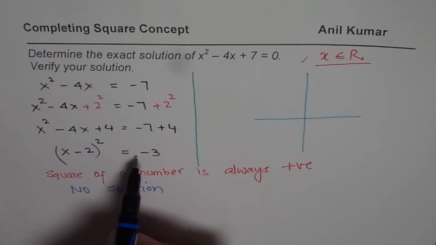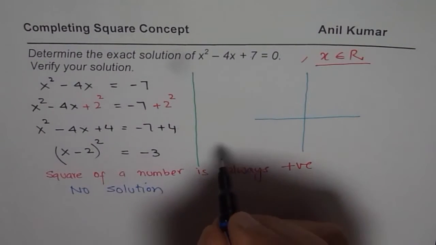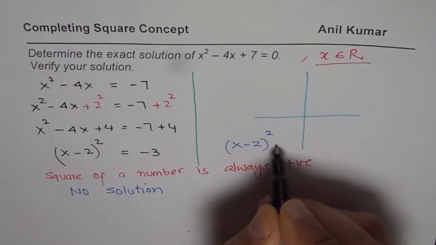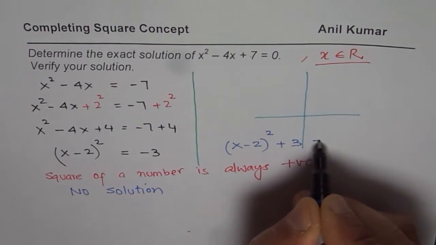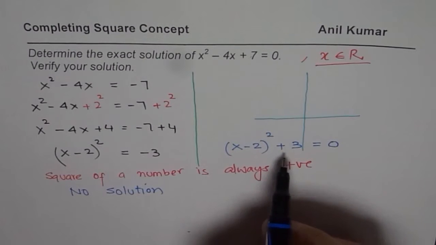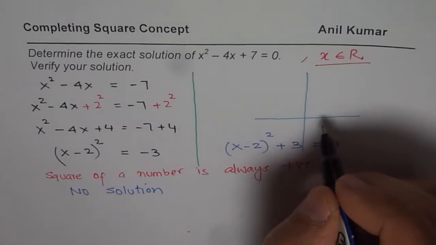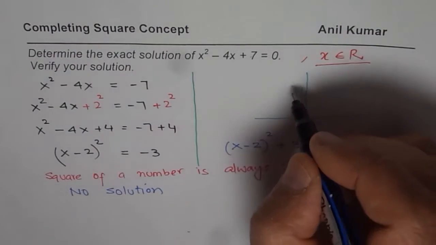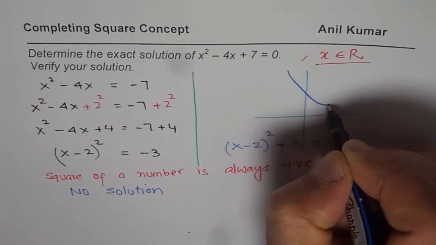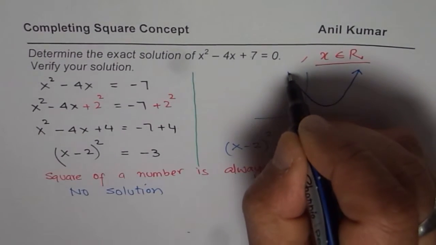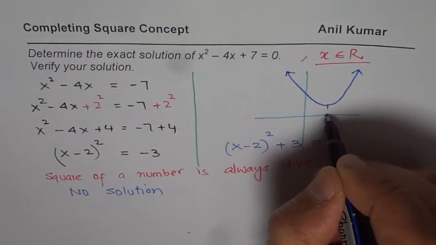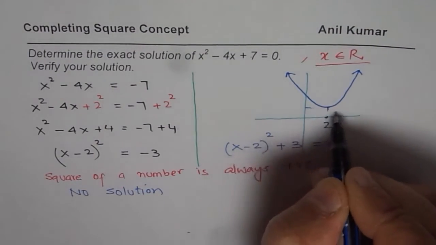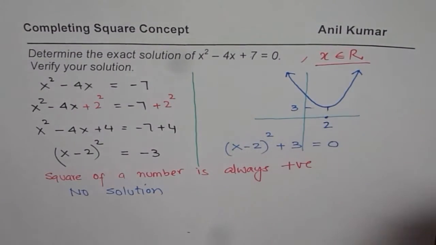x minus 2 whole squared minus 3. I could write this as y equals x minus 2 whole squared plus 3, right? That means the vertex has moved 2 units to the right and 3 units up. Since the coefficient is positive, the parabola opens upwards. So at 2, the value of the function is 3, and this is the minimum value, right?